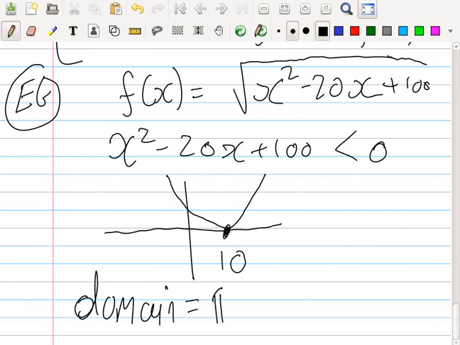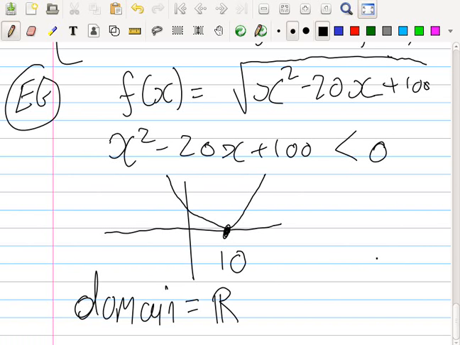equals R. Or if you really wanted to be weird about it, you can say it's all the numbers from minus infinity to 10, including 10, and then 10 to infinity. But don't do that. That's how I did it at the back. Don't do that. So it's all real numbers.